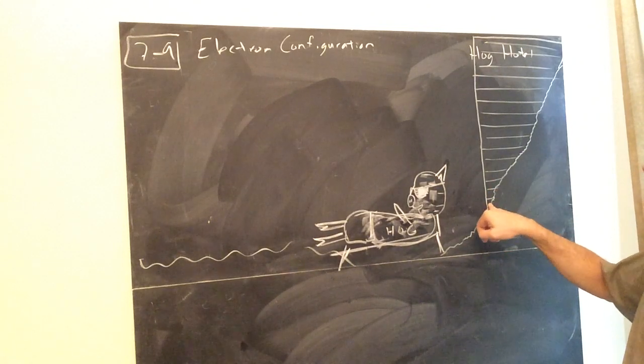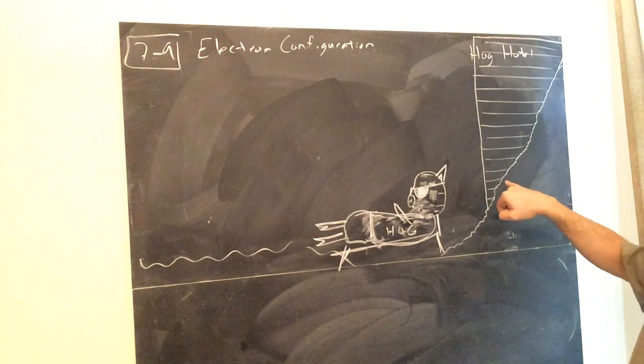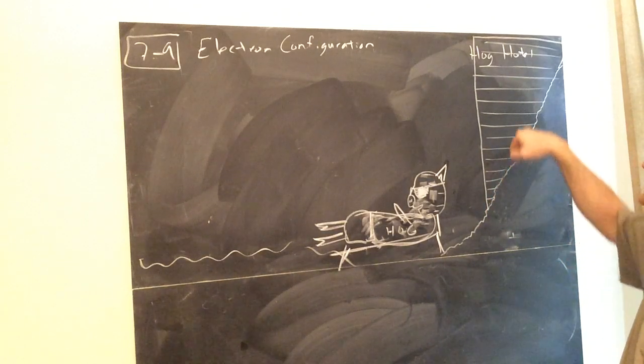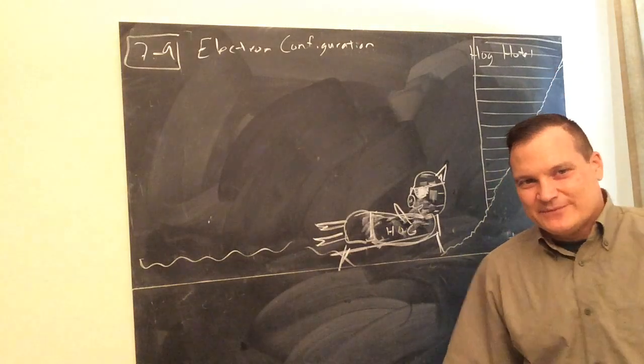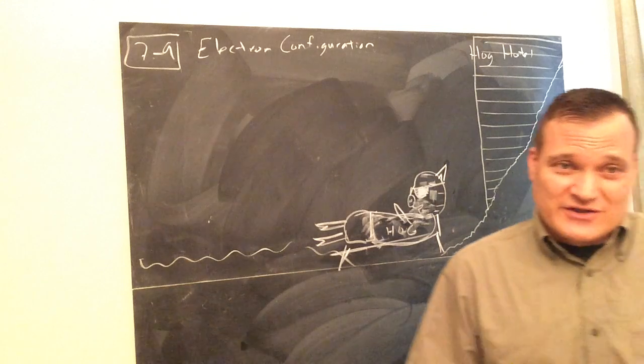But if the first floor gets full, then they've got to move to floor number 2. If that gets full, they've got to move to floor number 3, 4, 5, 6, 7, and so on as they go on up. All right. So lazy Hoggs in Hogg Hotel. All right. There's more to this story.